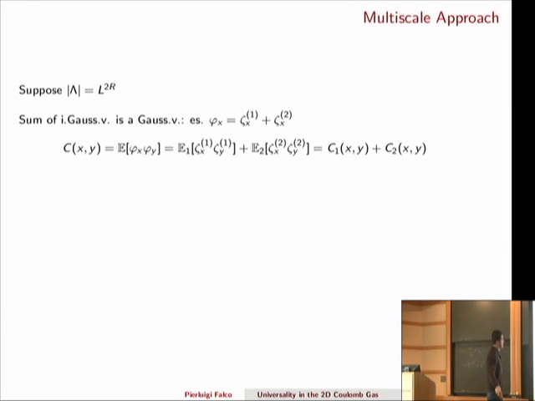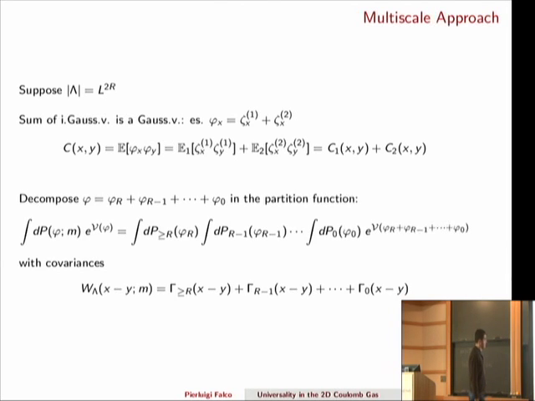Now there is another easy theorem of Gaussian measures. If you have a sum of independent Gaussian variables, the sum is still a Gaussian variable. So, for example, if phi is the sum of two zeta, where zeta1 and zeta2 are both Gaussian, then also the sum is Gaussian, and the covariance of phi is going to be the sum of the covariances of the other two. Okay, this is easy.